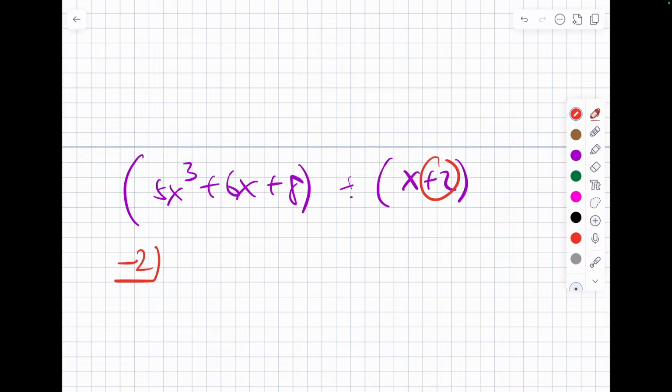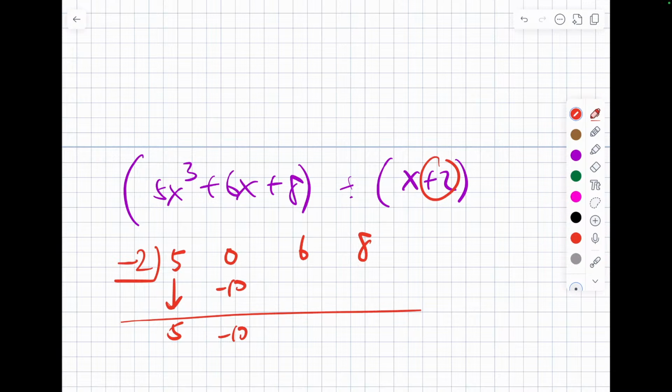Alright. Do you realize that there's a placeholder? So there's a 5, and there's a 0. Why is it 0? Because of the x second degrees. And there's 6 and there's 8. And you're gonna drop the 5 to the -10. You multiply it and add, so -10 times -2 is gonna be 20. It's 26. And 26, -52, and this is 44. -44, right?